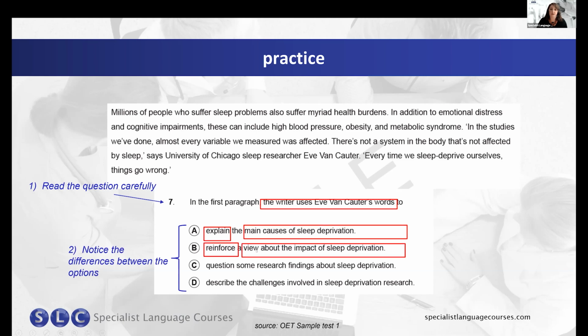In B, is she reinforcing a view about the impact of sleep deprivation? So here we would have an opinion, and perhaps the writer has presented an opinion, and then they're using Eve Van Corter's words in order to emphasize or reinforce that opinion. C is Eve Van Corter's quote used to question some research findings, so perhaps disagree or challenge these findings, or D, are Eve Van Corter's words used to describe challenges in research?